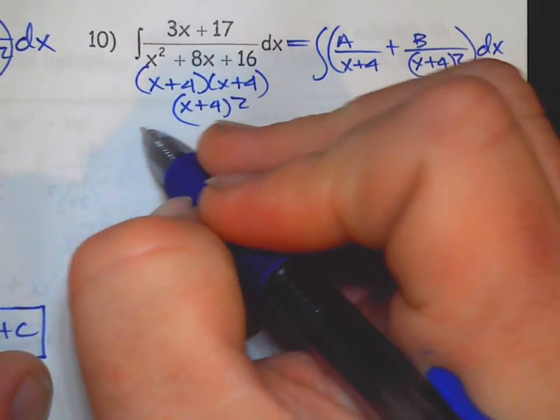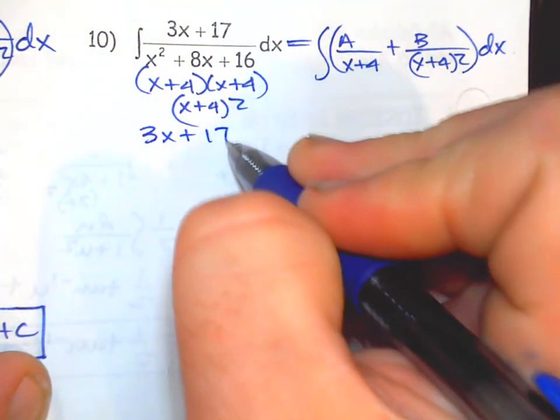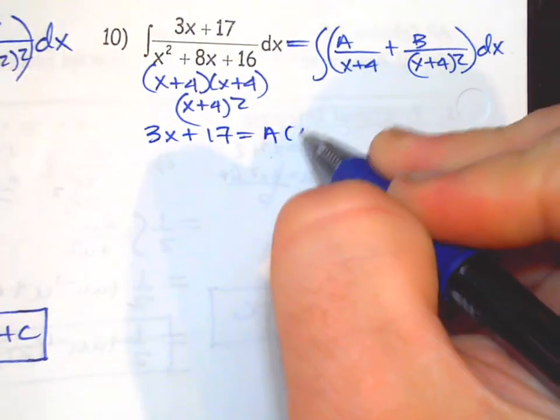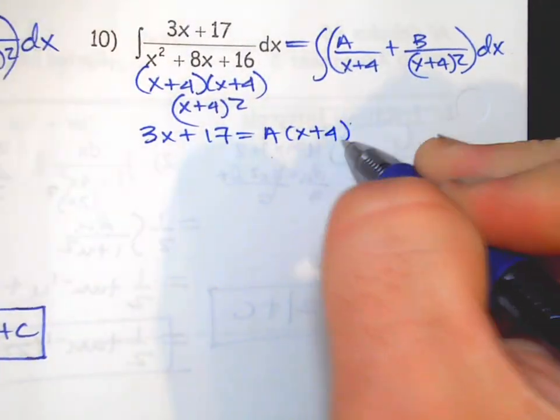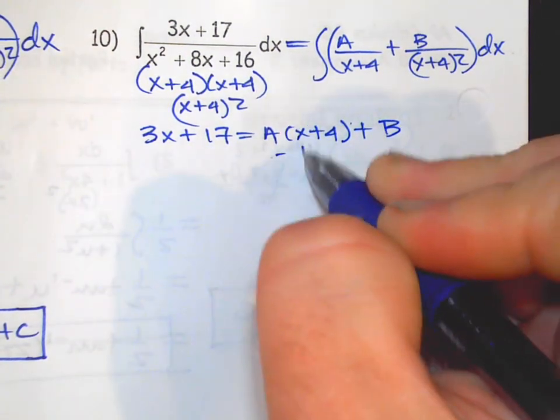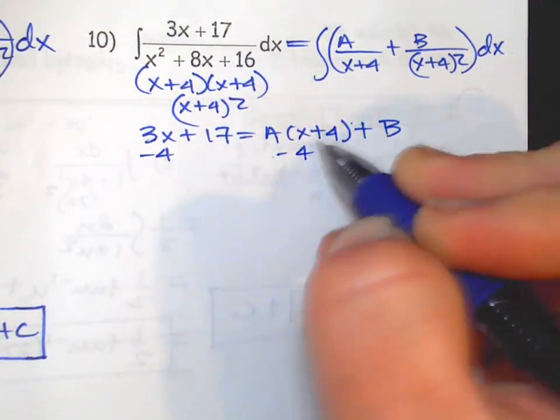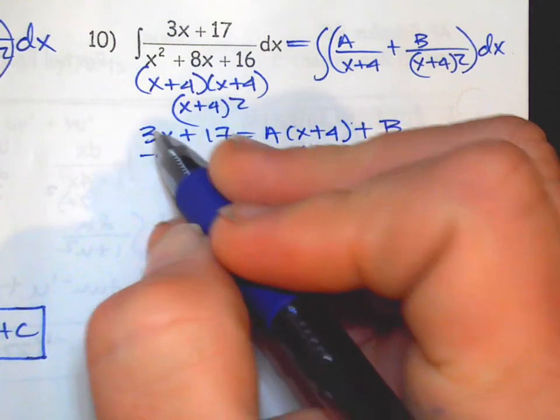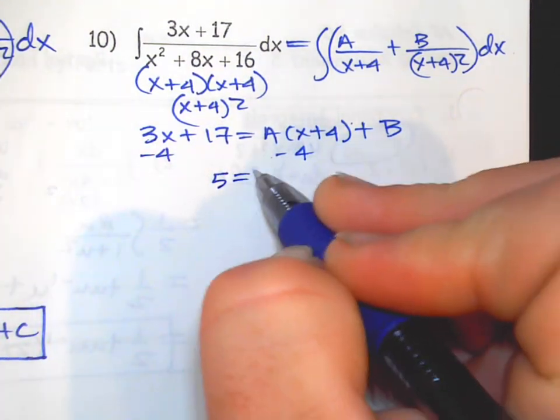Multiply through by the least common denominator: 3x plus 17 equals a times (x plus 4) plus b. So we plug negative 4 in. You do have to find whichever one you can first. This is going to be negative 12, and this is going to be 5, so 5 equals b.